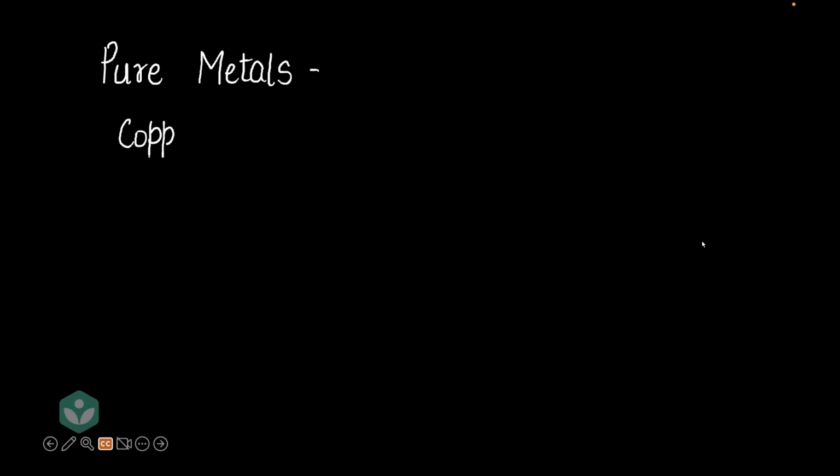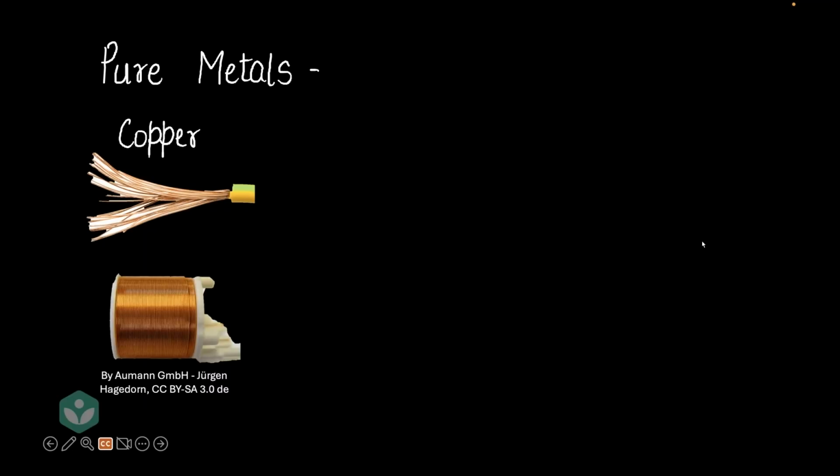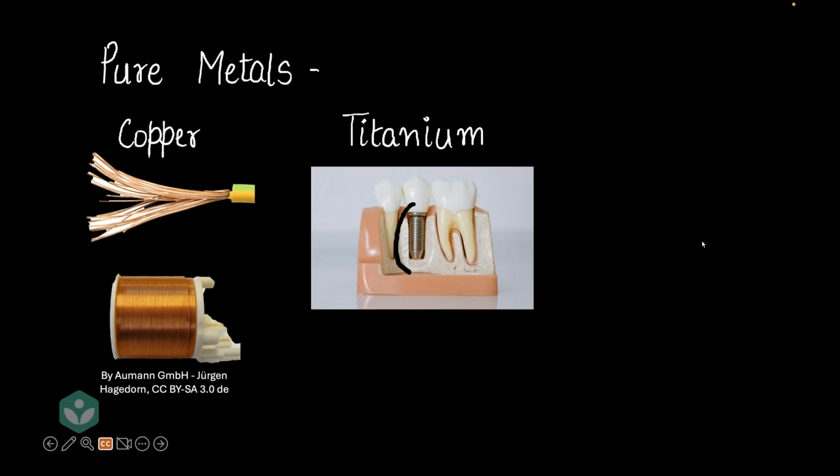Copper is often used in its pure form for wires. Copper is often used for winding in transformers, motors, generators. Titanium is another example of a metal which is used in pure form. Titanium is used in aircraft engine parts. Titanium is used even in dental implants.